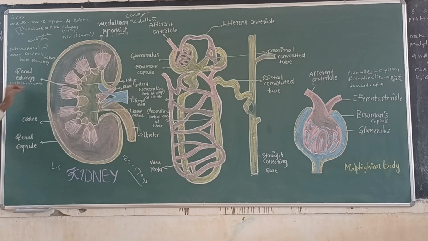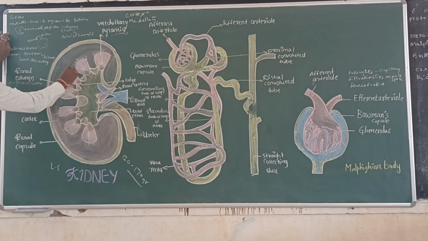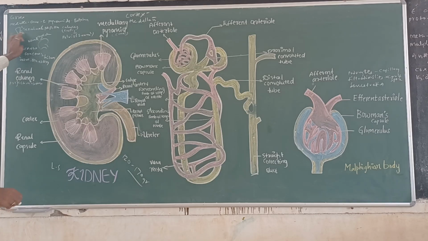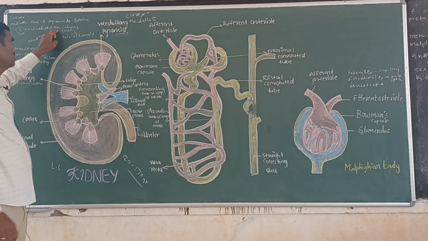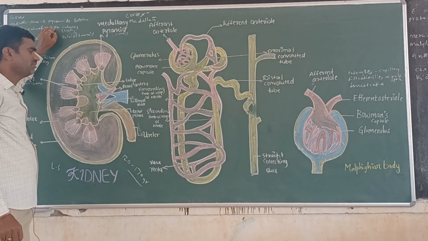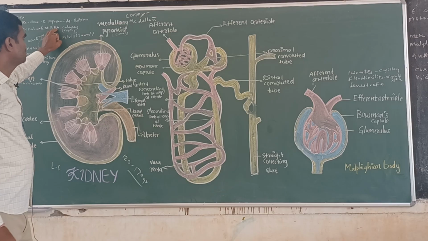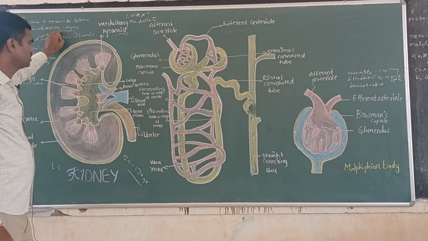These are called renal columns, also known as columns of Bertin. Next, the renal pyramids, with the cortex region and medullary region. The cortex part and medullary part terminate at the papillary region, which is called the renal papillae.